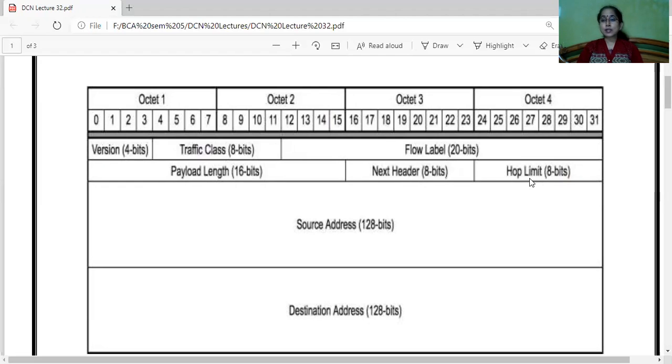How many routers are expected to be crossed during the routing process? This hop limit is something similar to what we had as TTL. If you remember, in IPv4 there was a TTL field, right? Time to live, which gave the hop count. Similarly, here there is a hop limit of 8 bits. That is the fourth byte of the second layer, right?